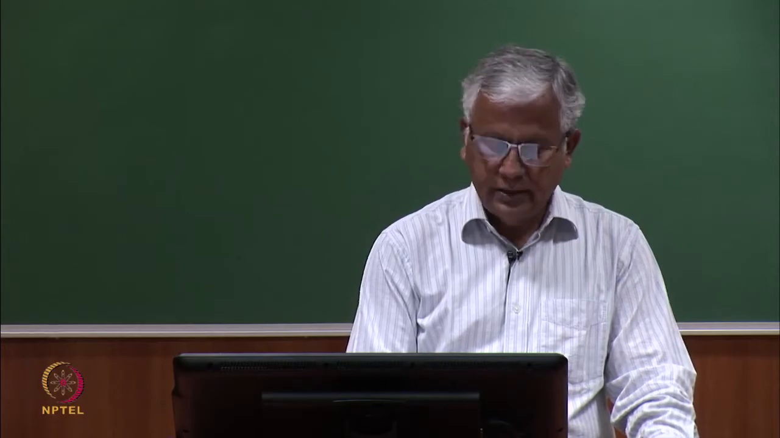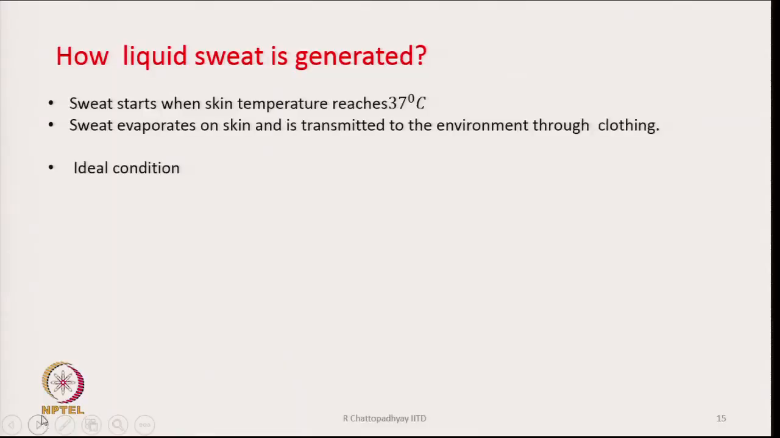How liquid sweat is generated, we need to know. Sweat starts when skin temperature reaches 37 degrees centigrade, and sweat evaporates on skin and is transmitted to the environment through clothing.